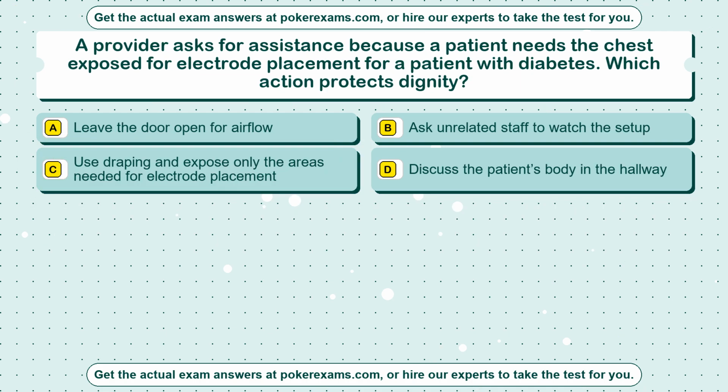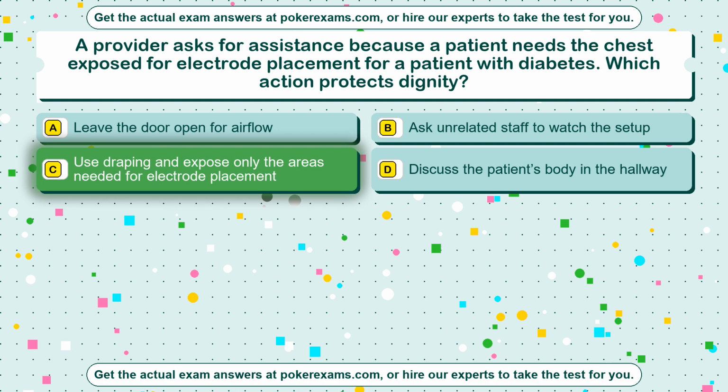Question 39. A provider asks for assistance because a patient needs the chest exposed for electrode placement for a patient with diabetes. Which action protects dignity? Option A. Leave the door open for airflow. Option B. Ask unrelated staff to watch the setup. Option C. Use draping and expose only the areas needed for electrode placement. Option D. Discuss the patient's body in the hallway.